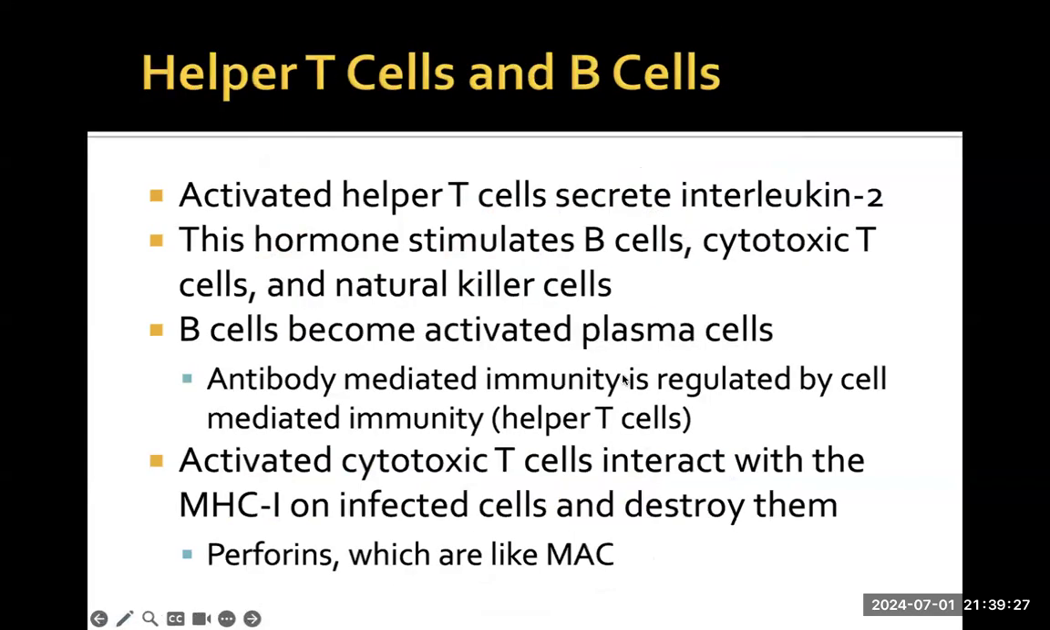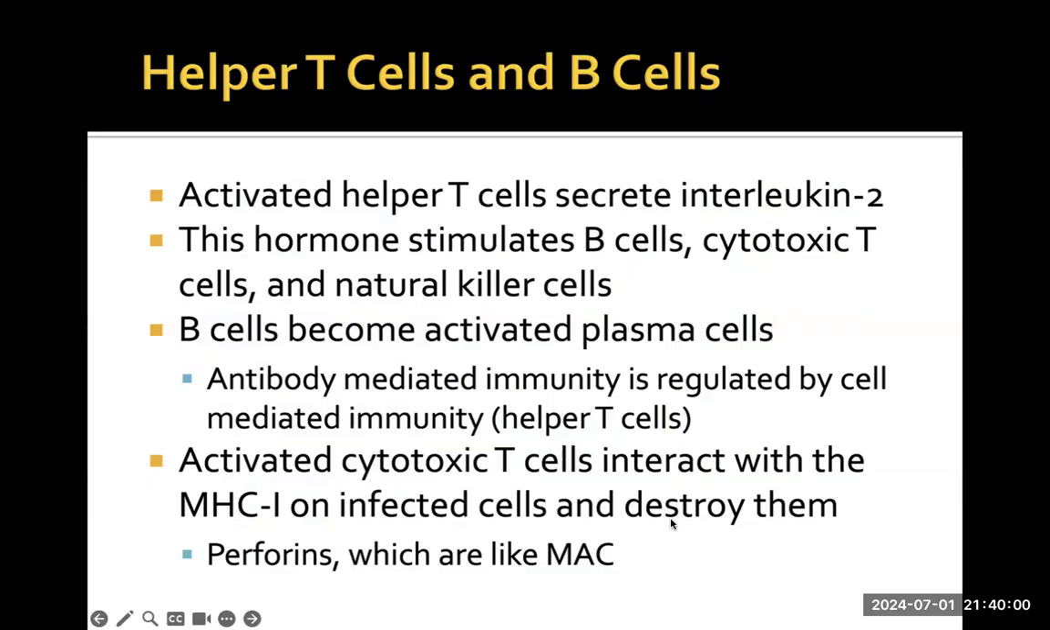Okay, so helper T cells and B cells. Your activated helper T cells are going to secrete what we call interleukin-2. This hormone stimulates the B cells, the cytotoxic T cells, and the natural killer cells. The B cells are going to become activated plasma cells. And then from there, the antibody-mediated immunity is going to be regulated by the cell-mediated immunity or helper T cells. Then you'll activate the cytotoxic T cells, and they will interact with MHC1 on the infected cell and destroy it.